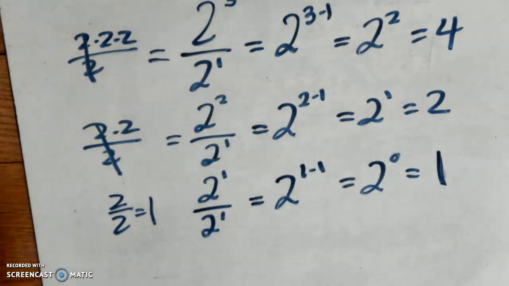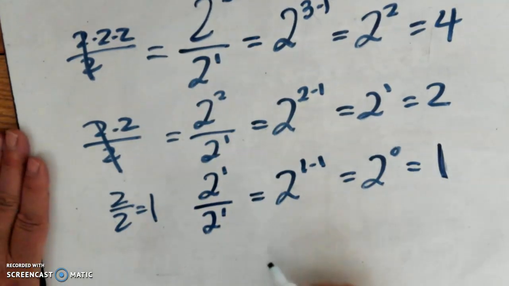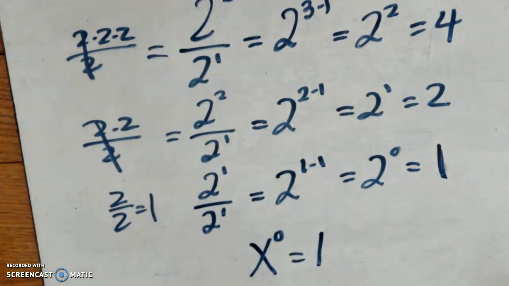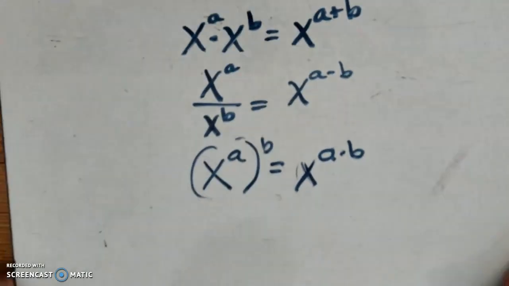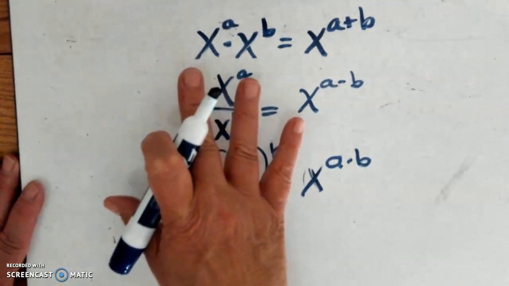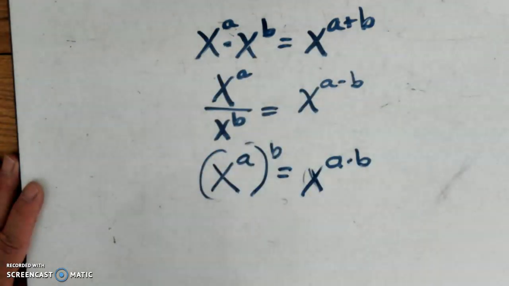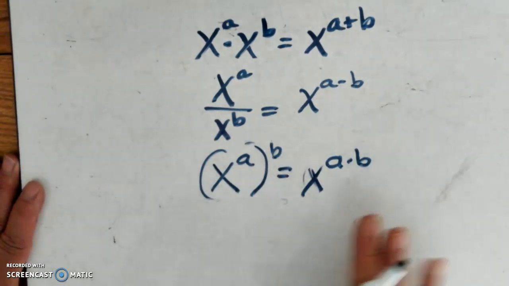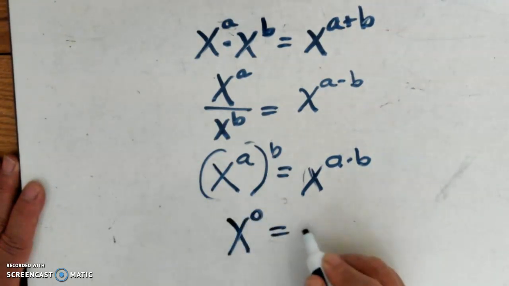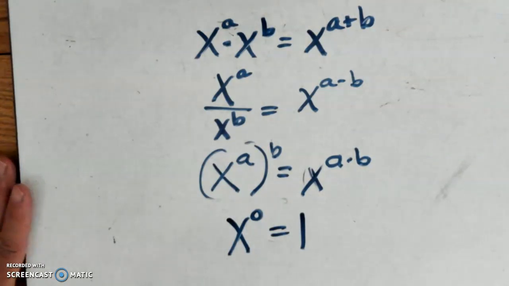So the new rule, the extra one, this is the only one that you always have to remember, is that anything to the 0 power is equal to 1. Doesn't matter what that is. So I'm going to add this to my rules that I have. First, if I'm multiplying exponents with the same base, I'm going to add them. If I'm dividing exponent terms with the same base, I'm going to subtract them. If I'm taking a power to a power, I'm going to multiply them. And our last one is that x to the 0 power is equal to 1, and that works for anything.